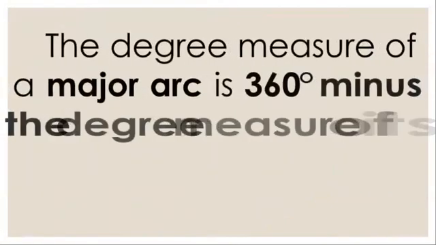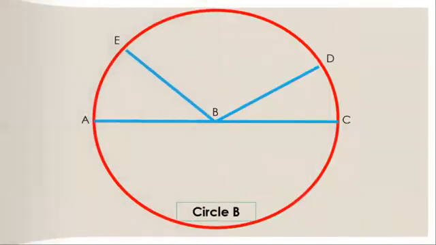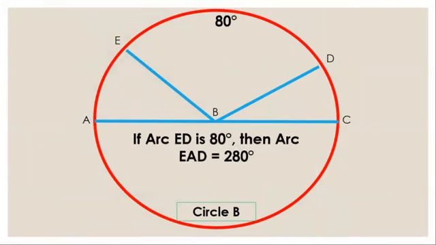Then the degree measure of a major arc is 360 degrees minus the degree measure of its corresponding minor arc. So for example, we have here arc ED is 80 degrees. Then arc EAD is equal to 280 degrees. So ito po yung major arc natin, arc EAD. So ito po yung hahanapin. And ang given po natin is arc ED is equal to 80 degrees daw po.